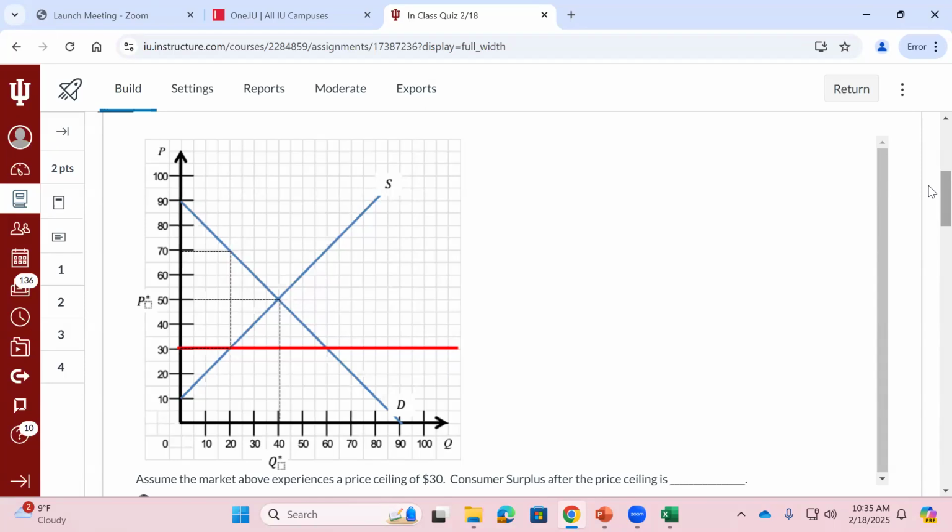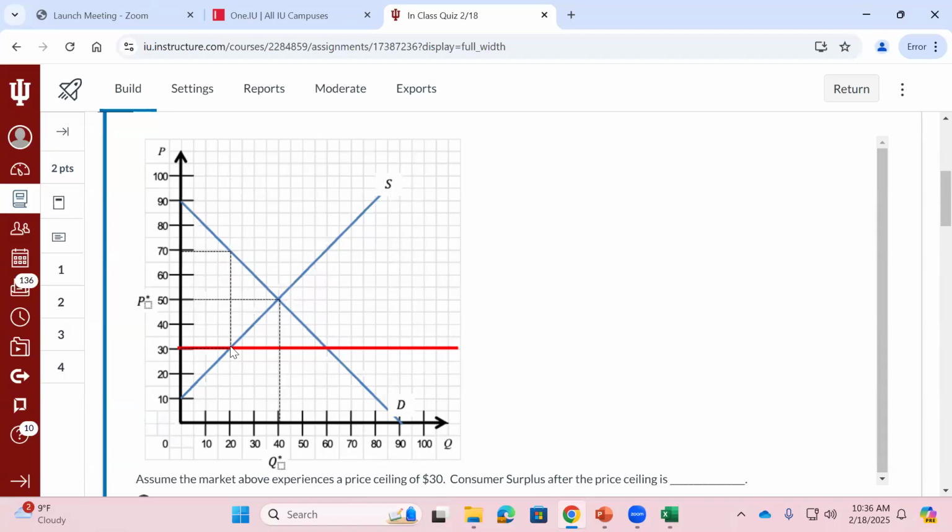So if I want to know what consumer surplus is after this price ceiling, consumer surplus is the difference between what? The marginal benefit and the marginal cost to consumers. What's the marginal benefit to consumers? The marginal benefit to consumers is my demand curve. So it's the area underneath my demand curve, but above, what's the marginal cost to consumers? Price. What's my new price? 30, right? So my consumer surplus would be this entire area right here. Only up to the new equilibrium quantity though, right?